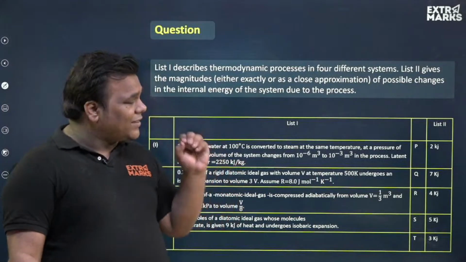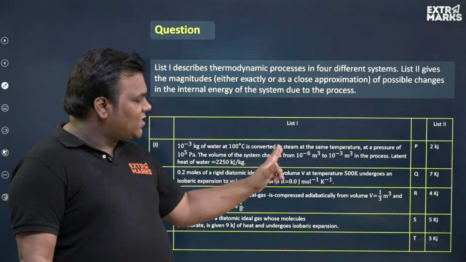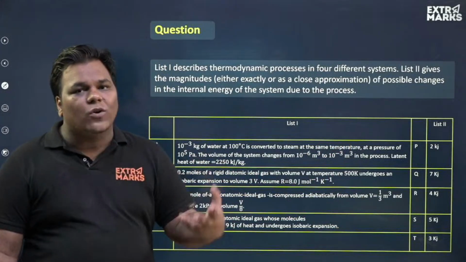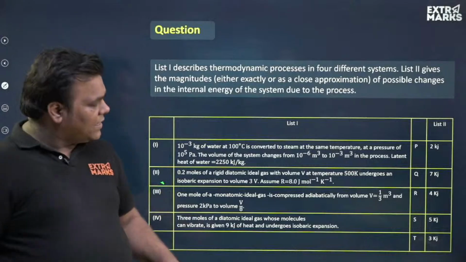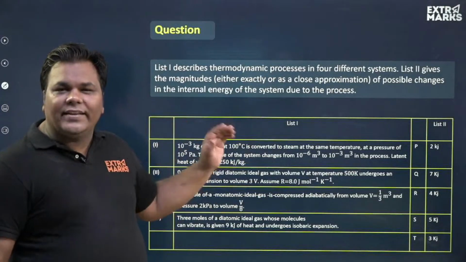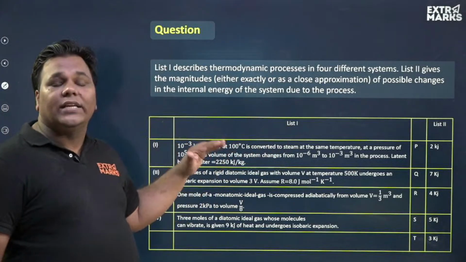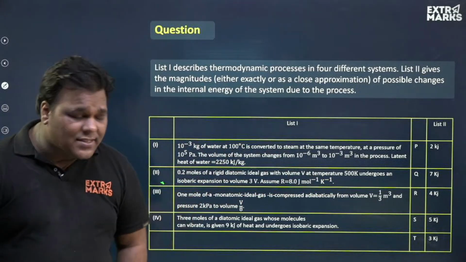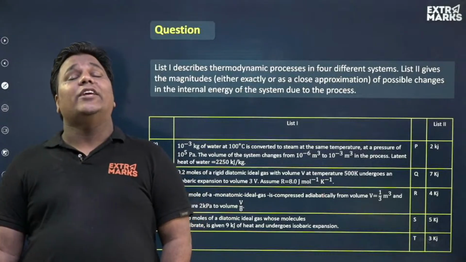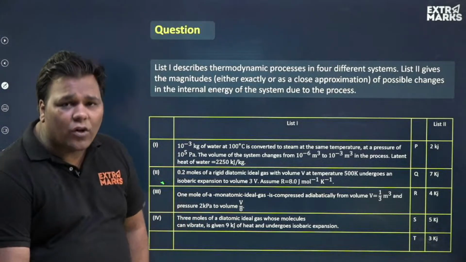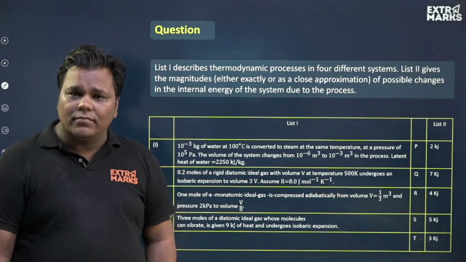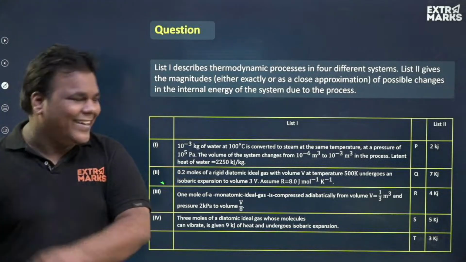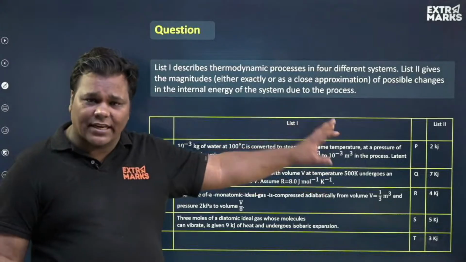So for that we know that the volume of the system changes from this to this. Pressure is given, so we will calculate work done, P delta V. Then we can calculate delta Q because the phase change is involved, and using the first law of thermodynamics, delta Q is equal to delta U plus delta W, we can calculate delta U. Yeah, this is physics. Delta Q is equal to delta U plus delta W. Okay, that was my first statement.